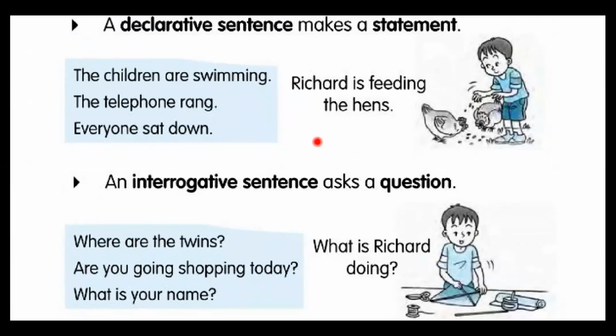An interrogative sentence asks a question. Where are the twins? Are you doing shopping today? What is your name? What is Richard doing?